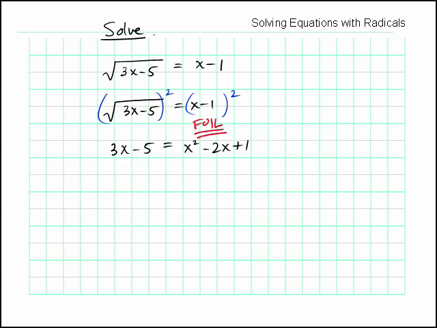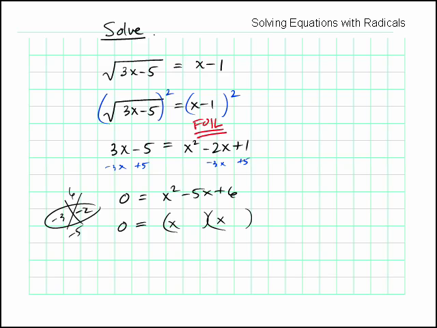Okay, I have a quadratic again, so just like the last problem, I am going to move everything to the right side, combining my like terms. Subtract 3x, add 5. I will end up with 0 equals x squared minus 5x plus 6. Factor the right side. The two numbers that multiply to 6 but add up to negative 5 are negative 3 and negative 2. So x minus 3, x minus 2.